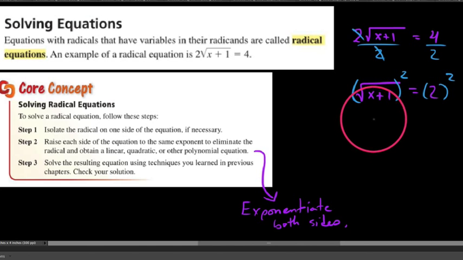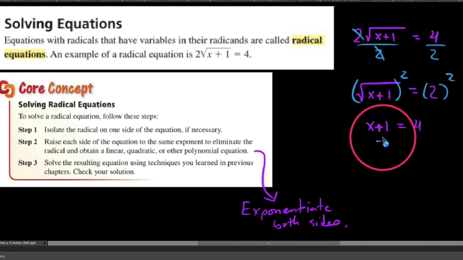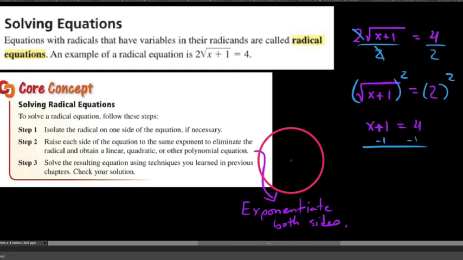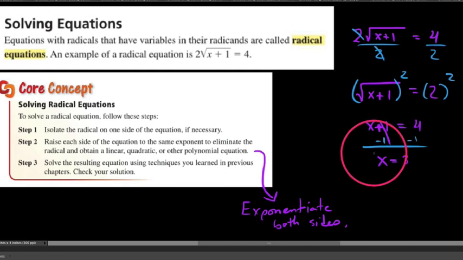The idea behind this is, of course, if you take a square root and you square it, those are inverse actions. So I just get left with my radicand expression here, x plus 1. And on the right side, of course, you get 4. Step 2 says now solve it like you normally would. If we were to subtract 1 now, this is really just a polynomial equation where we get 3 for an answer.